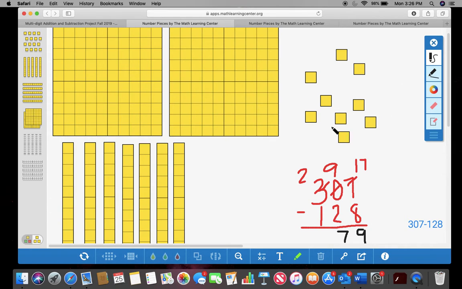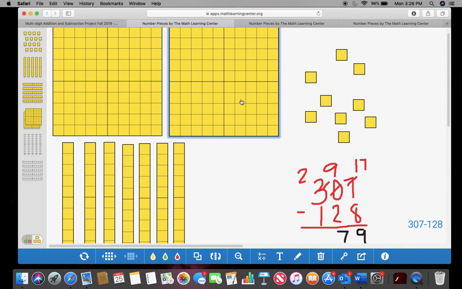And then 2 minus 1. Since we're done with the tens, we will move to the hundreds place, which is the 2 minus 1. And these flats up here represent the hundreds. So we have 100 and 200. And so we have 2, but we need to take away 1.